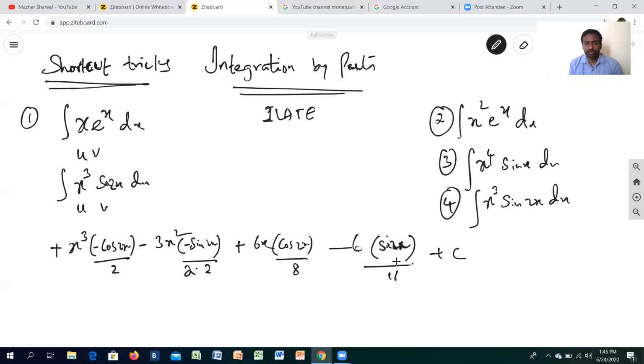Isn't it very great, students? By this technique, you can work out the questions of integration by parts.